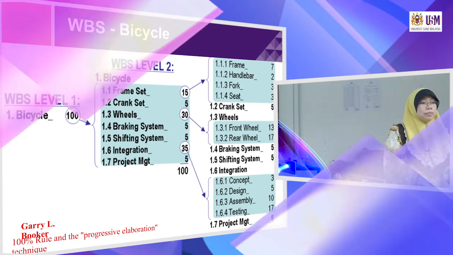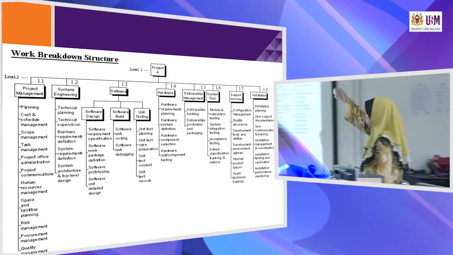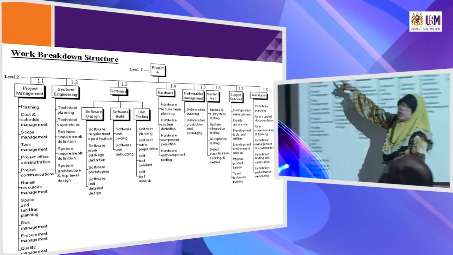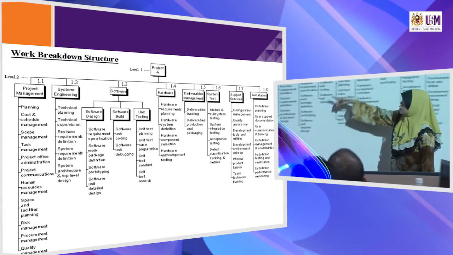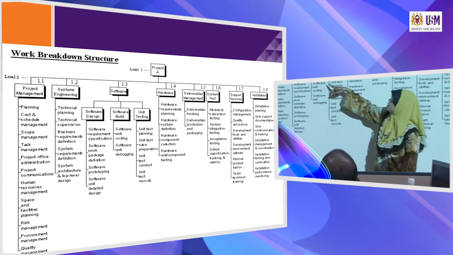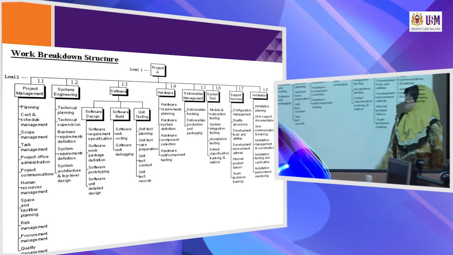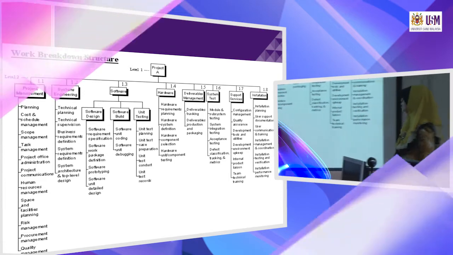Because we are going to build a bicycle, we don't have to estimate the cost of building a bicycle. We are just going to produce a bicycle. But compared to this one, it is a big project. So the important part is project management, and then we have the system engineering, software design. Who is involved in software design? Who is involved in software build? We have software, and under software we divide into some other categories. So this one is quite relevant to your seminar.